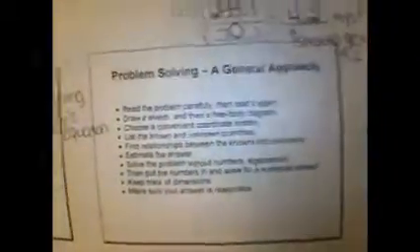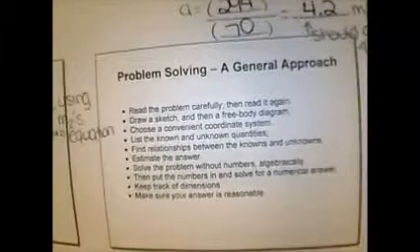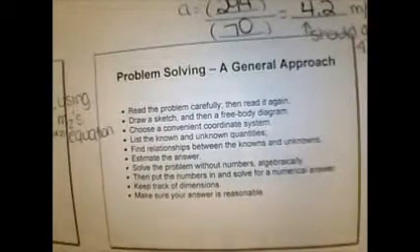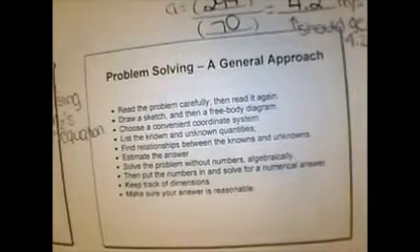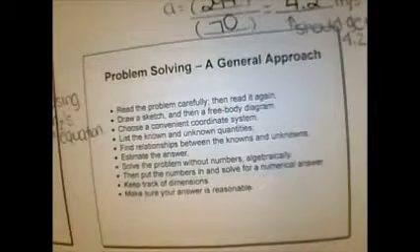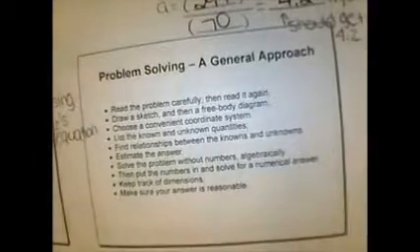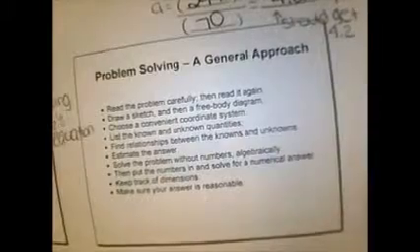Now, when problem solving, they kind of give a general approach. You should read the problem carefully, obviously. Draw a sketch and a free body diagram. Choose a coordinate system. List the known and unknown quantities. Find relationships between them. Estimate the answer. Solve the problem without the numbers, but the variables. Then put the numbers in and solve. And keep track of dimensions and make sure your answer is reasonable.